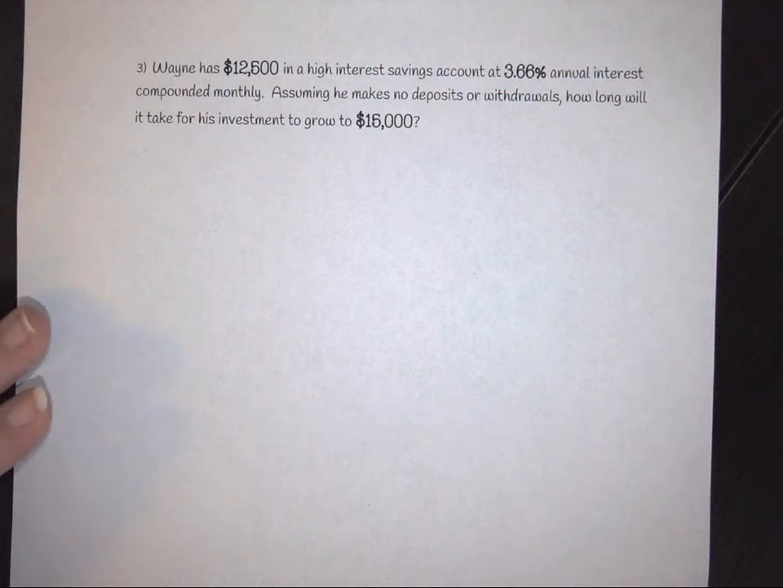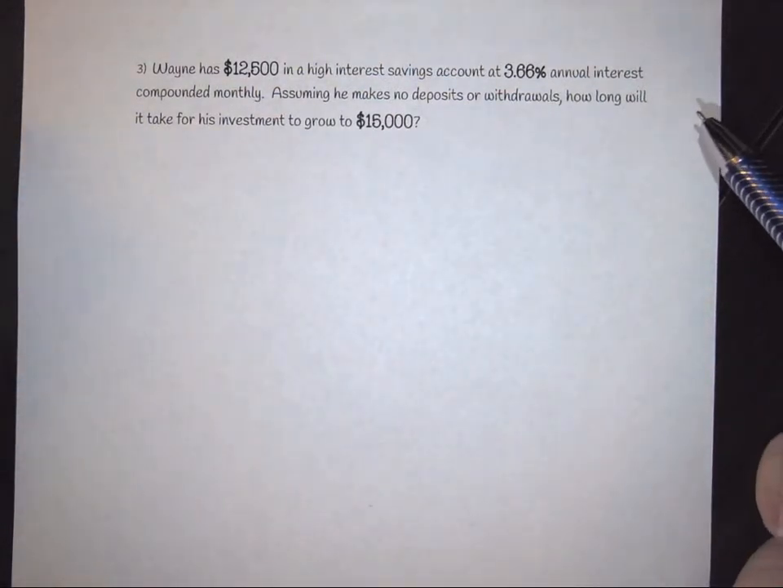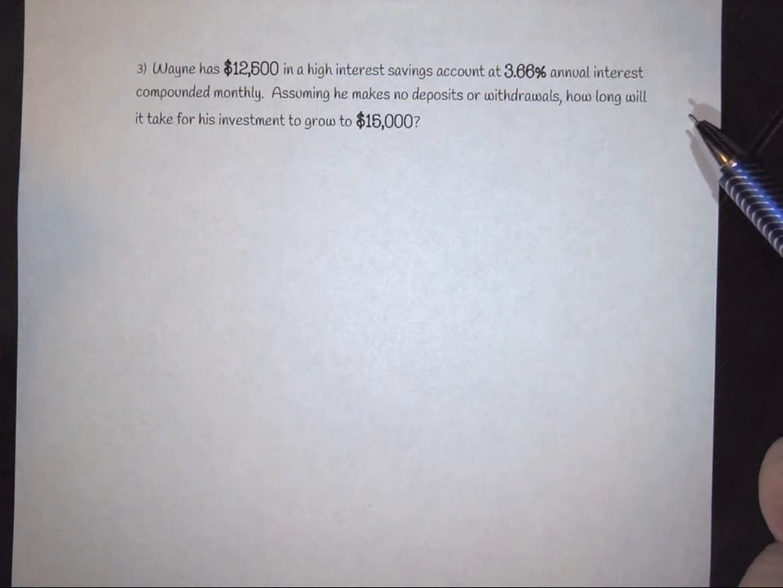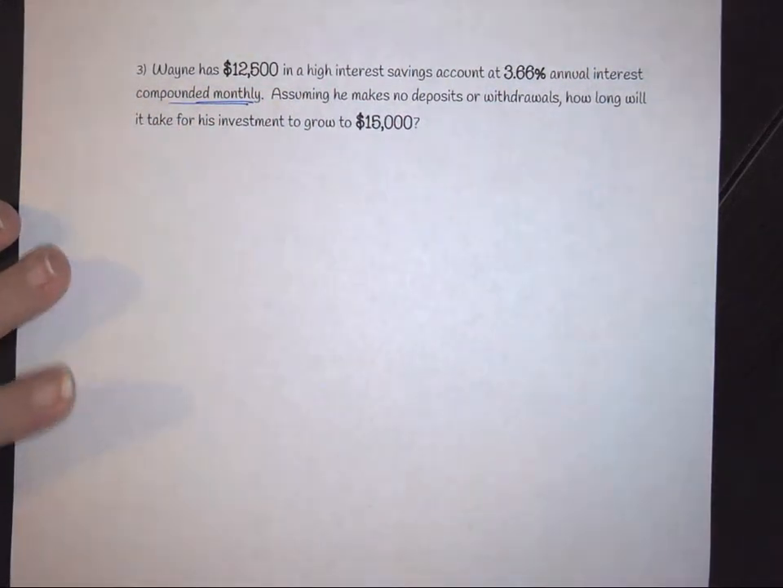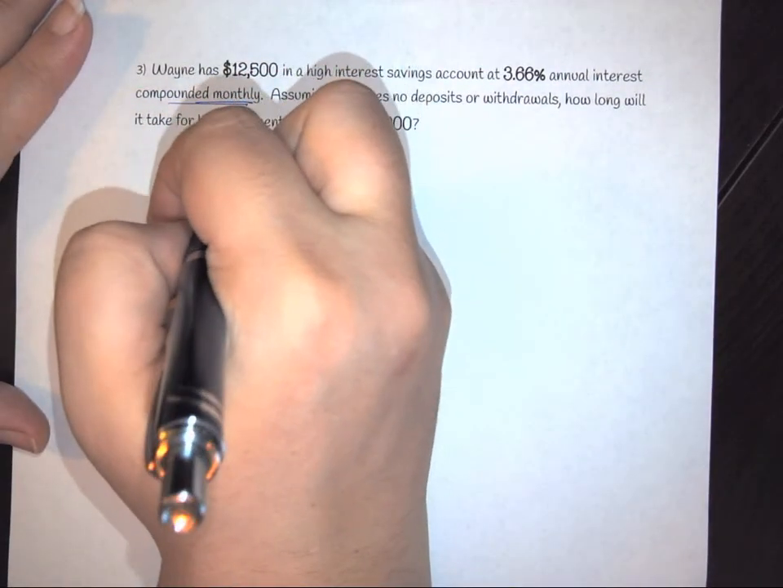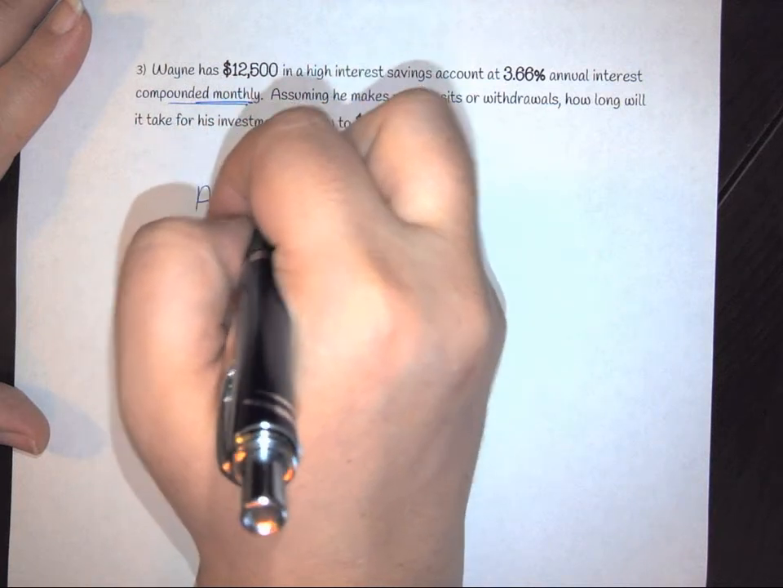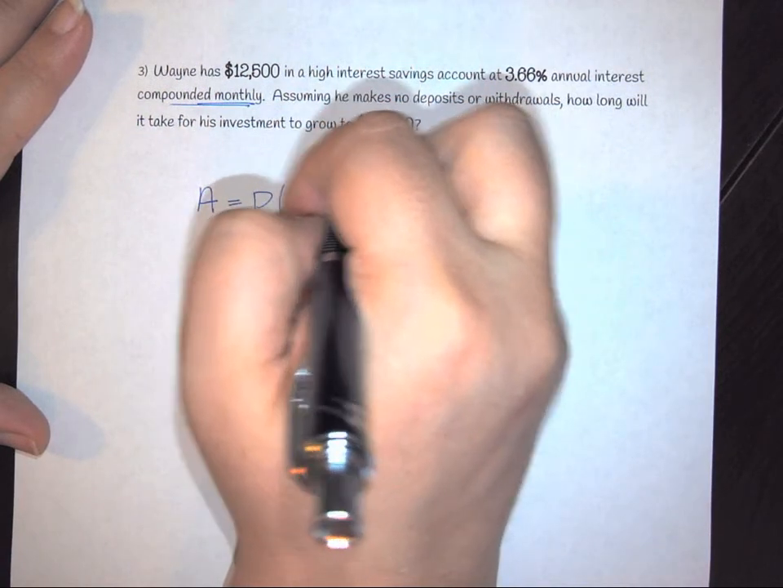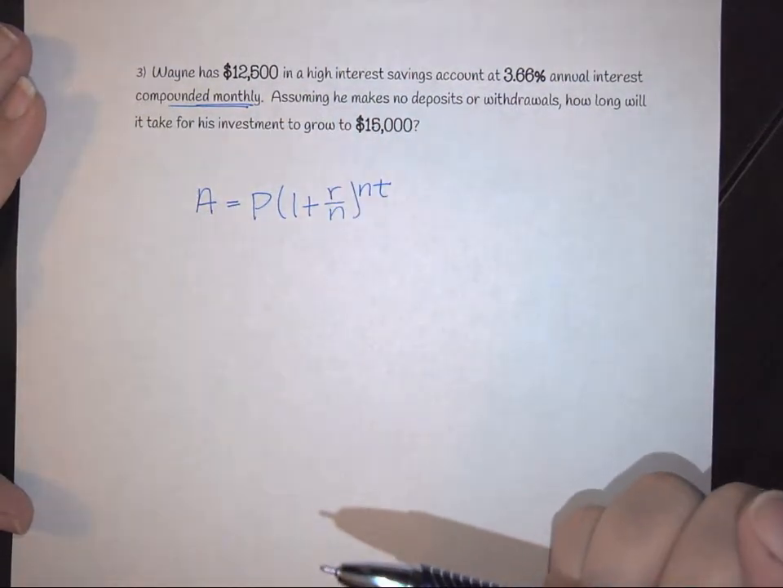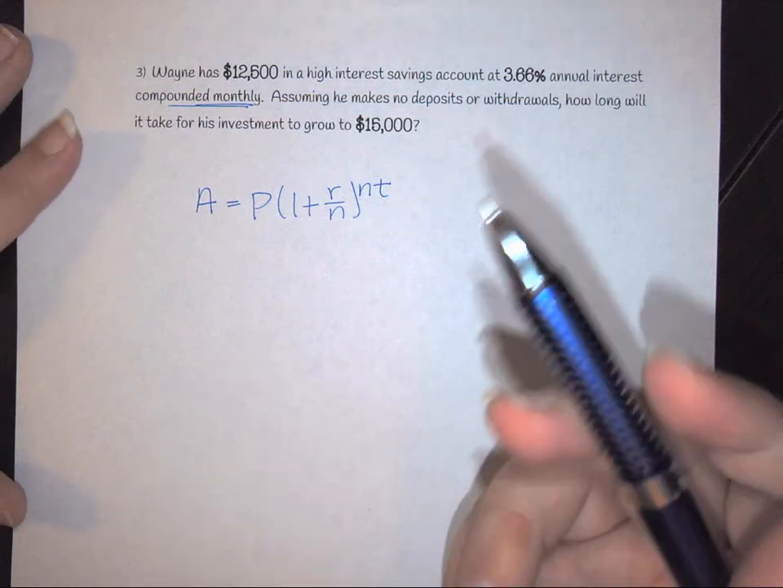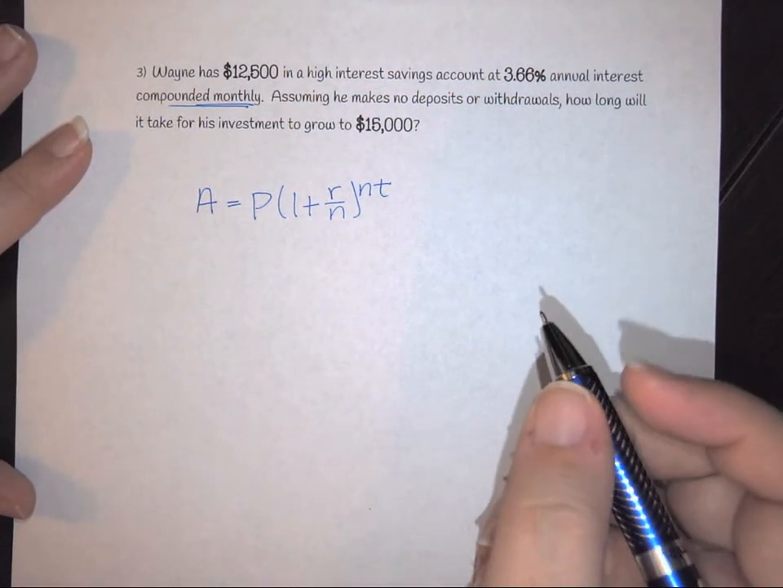Now the last one I wanted to look at is an investment. So here I have that Wayne has $12,500 in a high interest savings account at 3.66% annual interest compounded monthly. So this compounded monthly tells you right now we are using A equals P times 1 plus r over n to the nt, i.e. we're using the compounding equation, not the continuous one. So assuming he makes no deposits or withdrawals, the question wants to know how long it will take for the investment to grow up to $15,000.